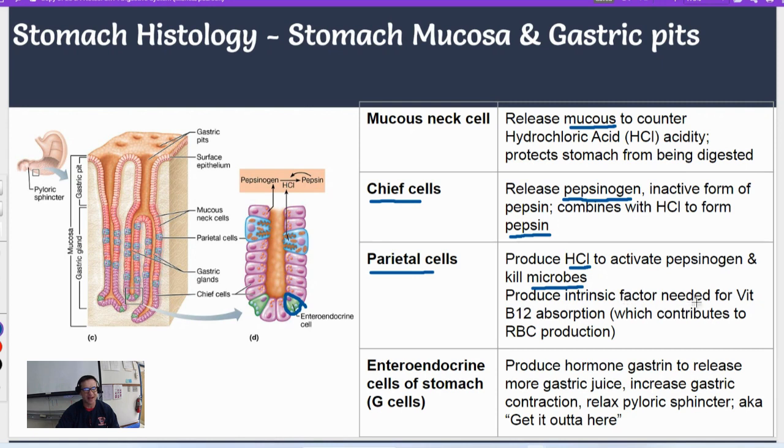Produces intrinsic factor, which is needed for vitamin B12 absorption, which helps contribute to red blood cell production. That's kind of extra information there. Now, one way I remember parietal cells, I told my class this: if there's a bird flying over your car and a bird dropping lands on your car, you want to wash it off pretty quickly, because bird droppings contain a lot of acid.